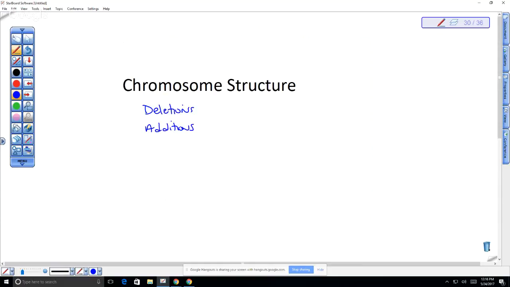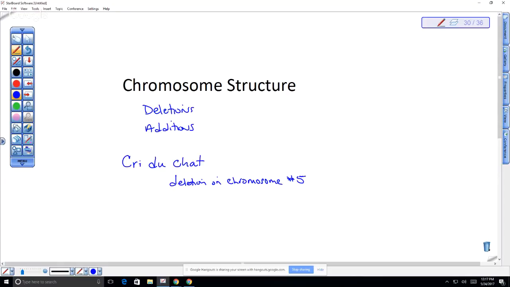So there is an example of a deletion that we see in humans that is called cri-du-chat. And that translates from French as cry of the cat, because of the way that the babies, when they're born with this syndrome, sound like a cat crying, a kitten. And so this is a deletion on chromosome number 5. And that deletion doesn't get put anywhere else. And so it just somehow becomes deleted, the chromosomes break, and that genetic material is missing.